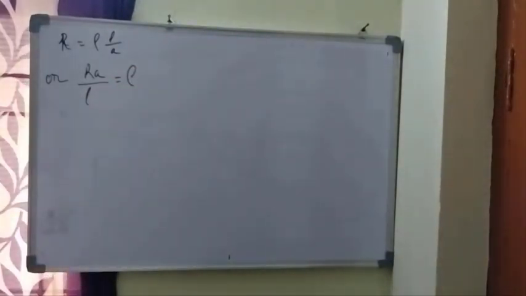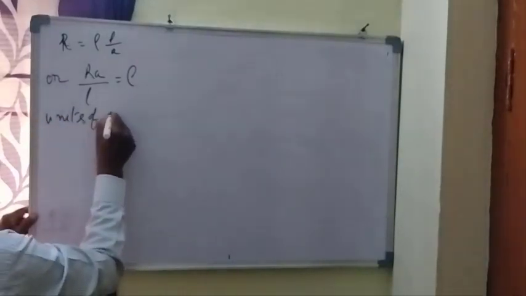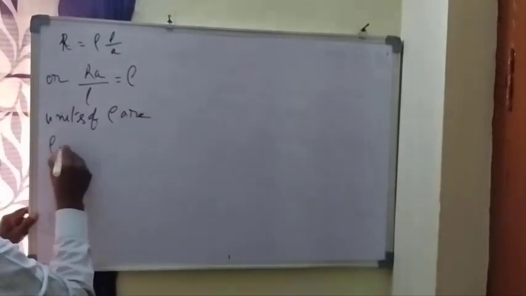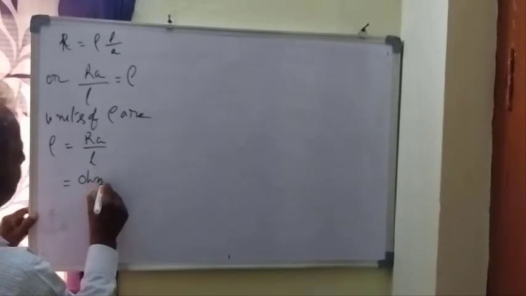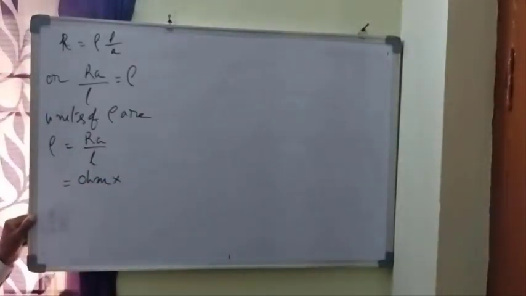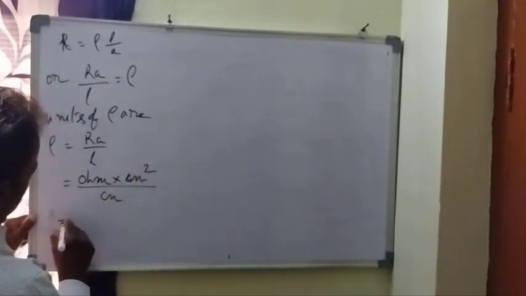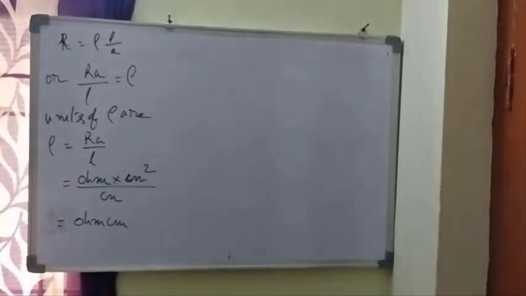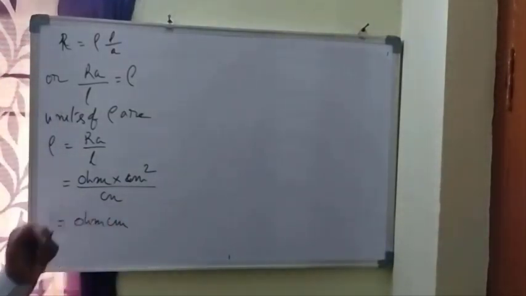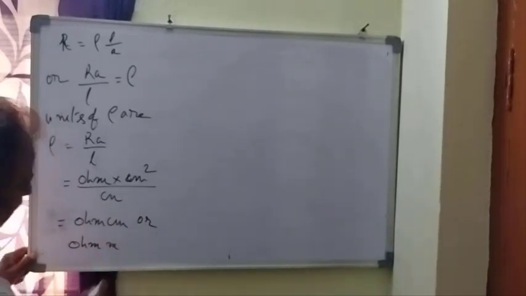Now let us find the units of rho. Rho equal to RA by L. The unit of resistance is ohm, the unit of area of cross section is centimeter square, divided by centimeter. Therefore, this is equal to ohm centimeter. Unit of specific resistance or resistivity is ohm centimeter, or ohm meter.